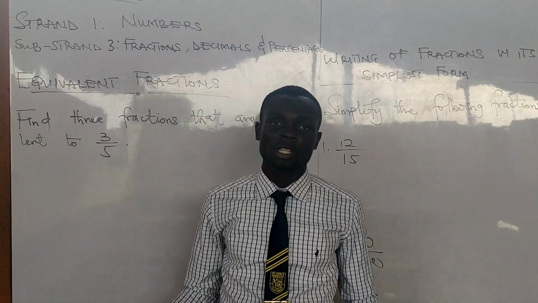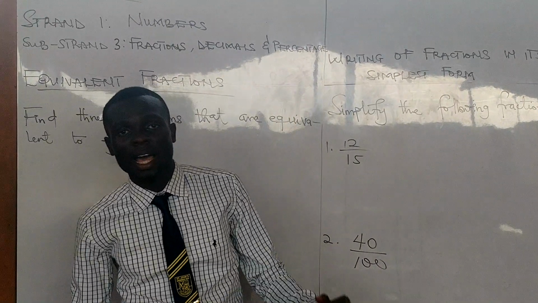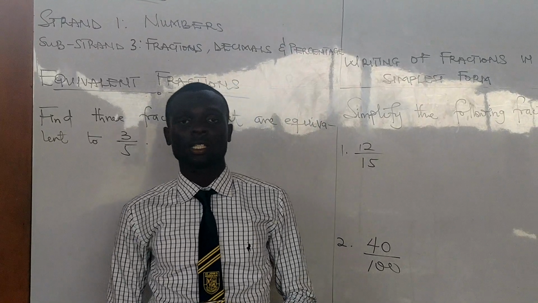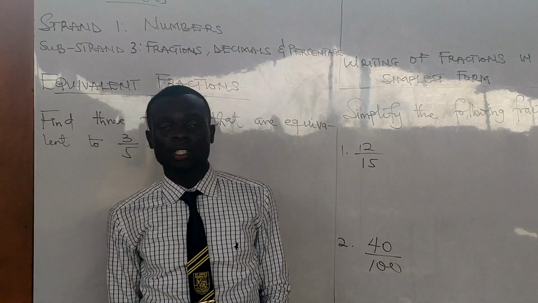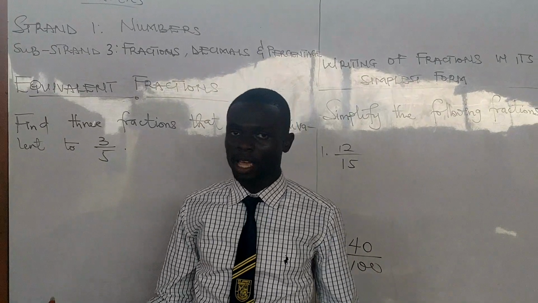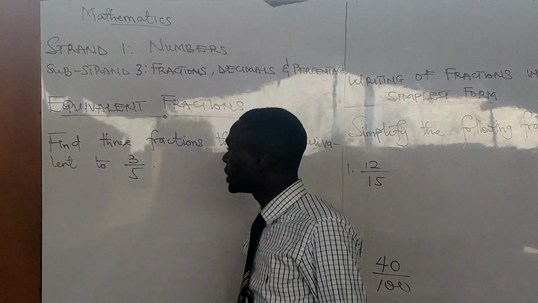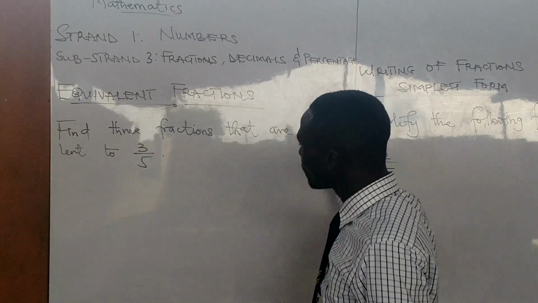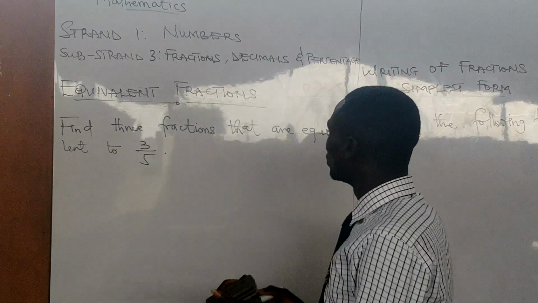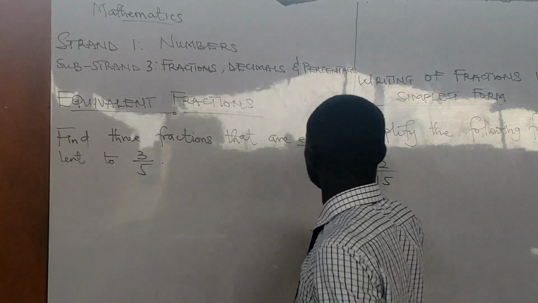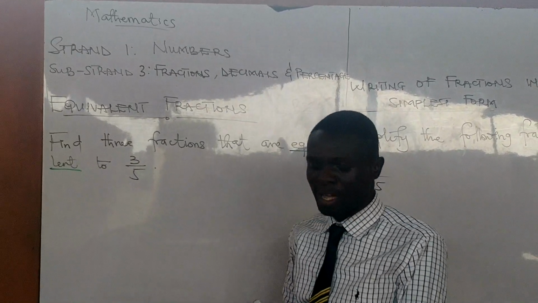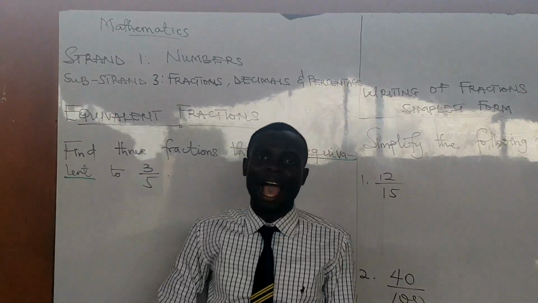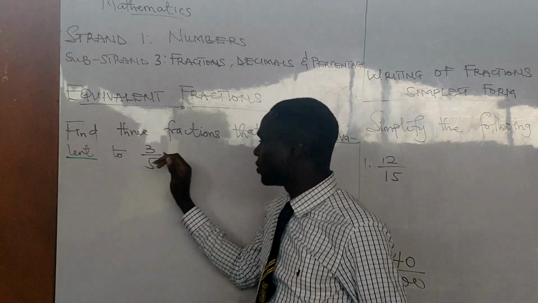Now, when we were in Primary 6, we were taught how to find equivalent fractions. And when we say equivalent fractions, they are simply fractions that are equal or the same. So for the first question, you have to find 3 fractions that are equivalent to 3 over 5. It means we are going to find 3 fractions that are equal to 3 over 5.